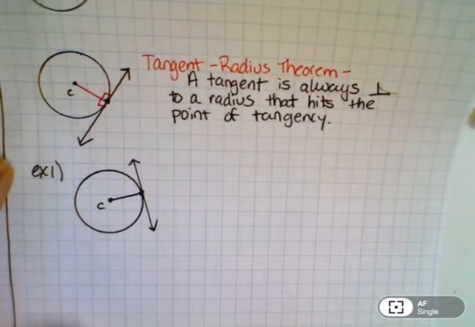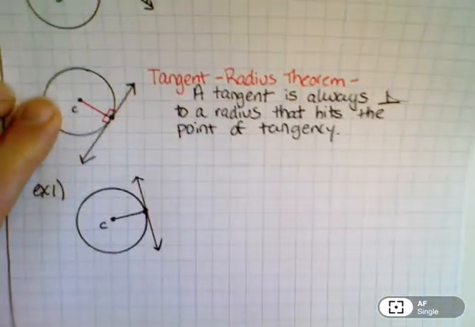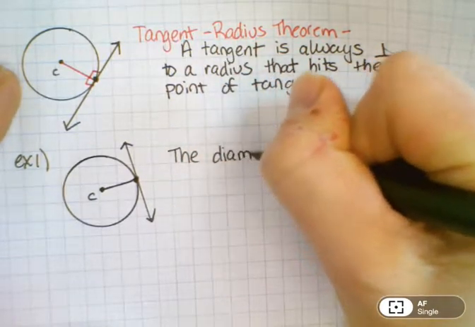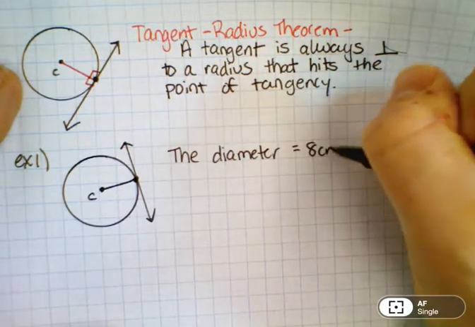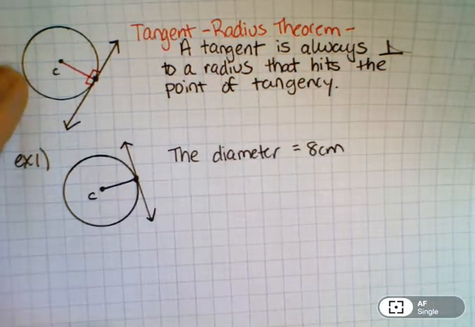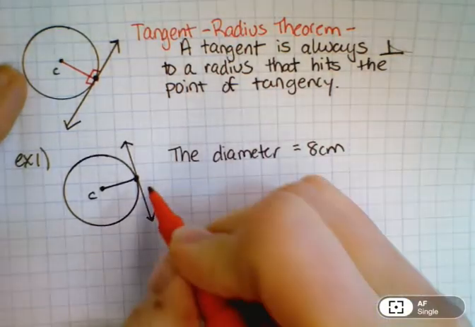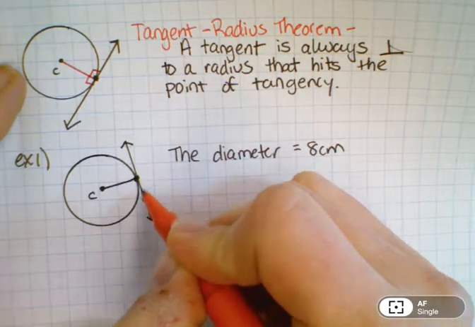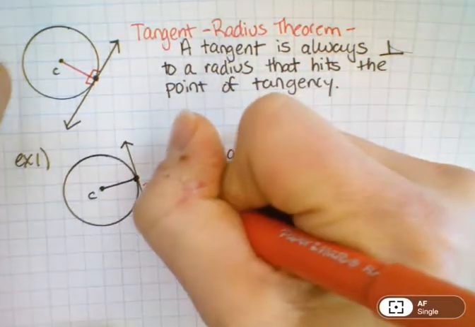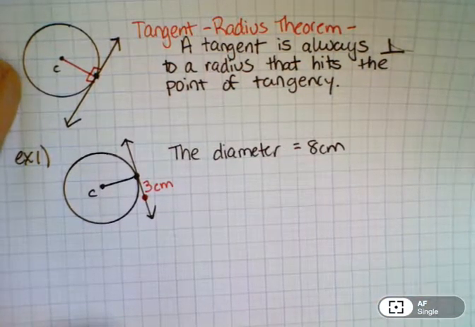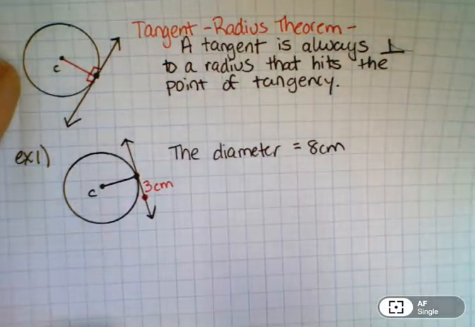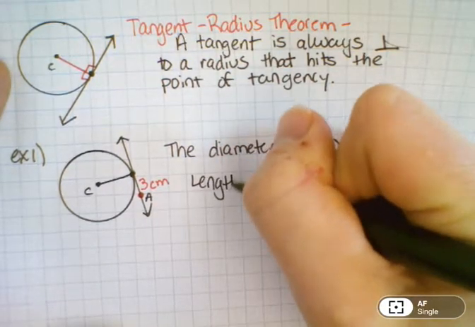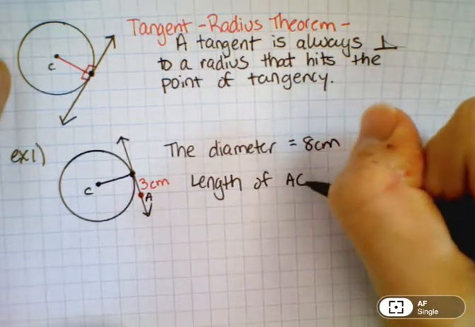So that's the setup. And then we're going to write a couple of little facts over here to the side. First thing we're going to write is that the diameter equals 8 centimeters. So the diameter of that circle is 8 centimeters. We're going to add a point here on the line of tangency, and this distance between the point of tangency and this point we're going to say is 3 centimeters. We'll call this point A. And I want to know what is the length of line segment AC.